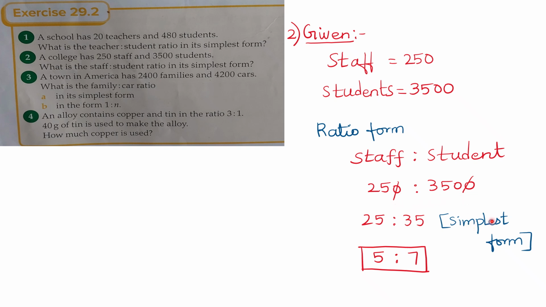First we do the simplest form. We cancel the 0. The remaining is 25 is to 35. Again we simplify, this time by the 5 table. 5 5s are 25, 7 5s are 35. So the final answer is 5 is to 7.